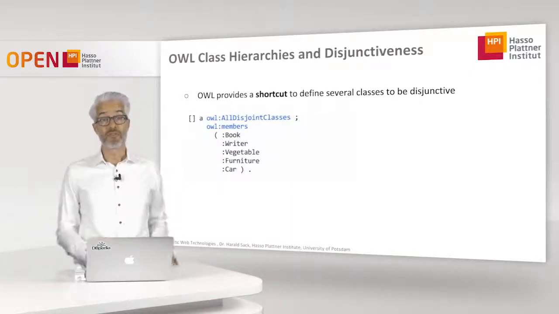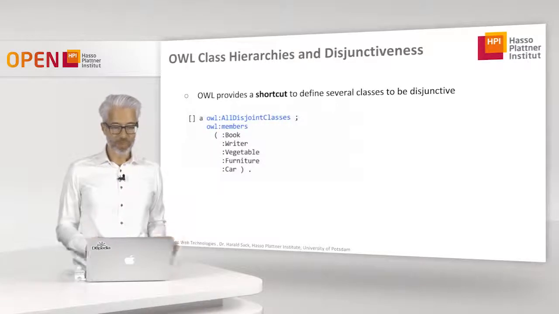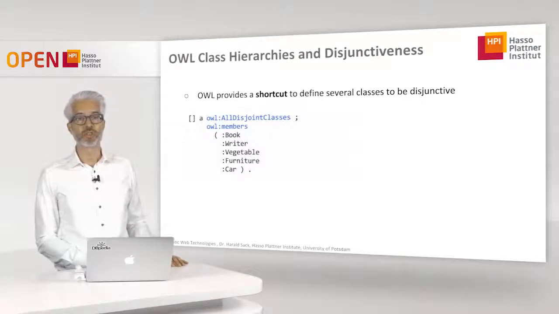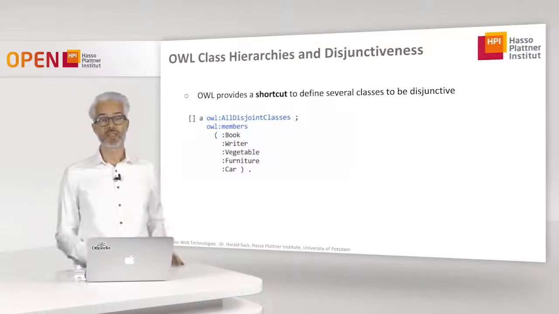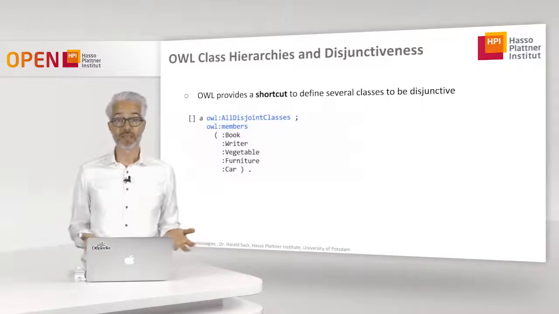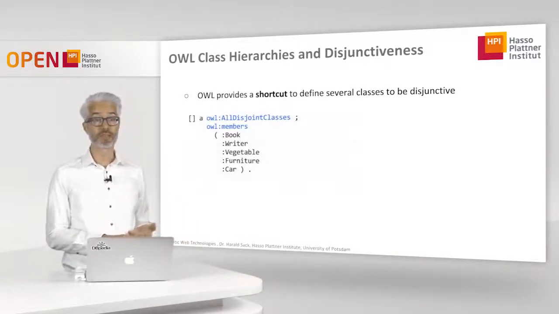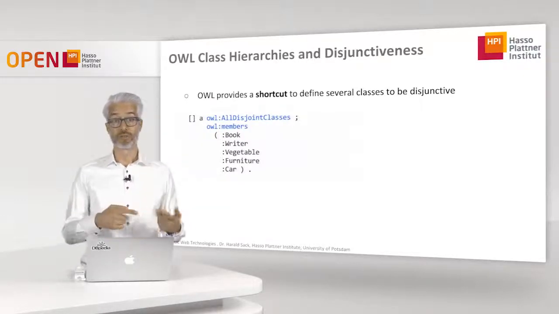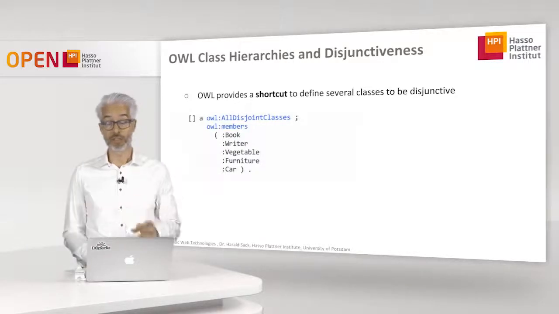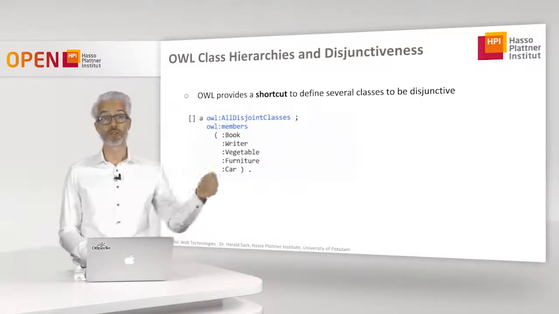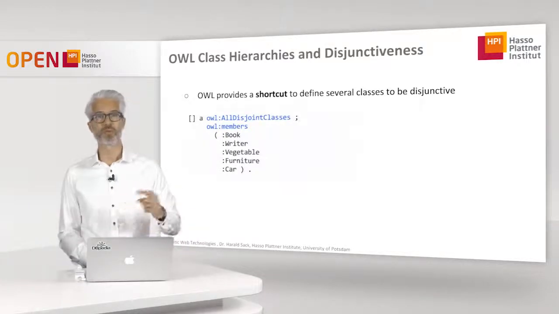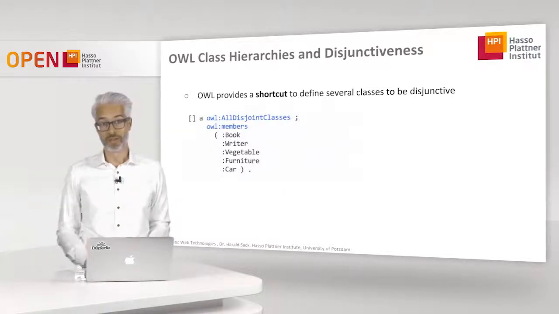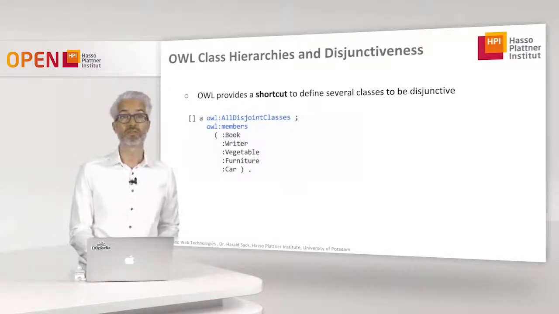You have here the new OWL property, it's owl:members. Behind the owl:members, you simply enumerate all classes which should be disjoint, and you give this definition in usual braces, and you say then Book, Writer, Vegetable, Furniture, and Car are all classes which are disjoint among each other. So this is a shortcut. You could also write that Book is disjoint with Writer, Book is disjoint with Vegetable, Book is disjoint with Furniture, Book is disjoint with Car, and so on. But this, of course, is a much faster way to do that.